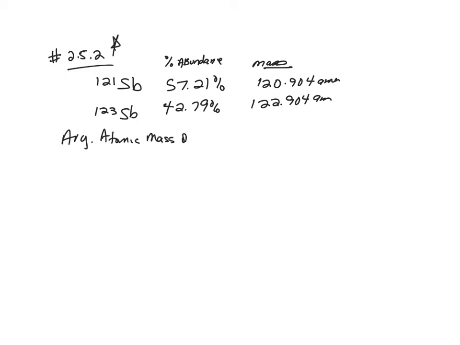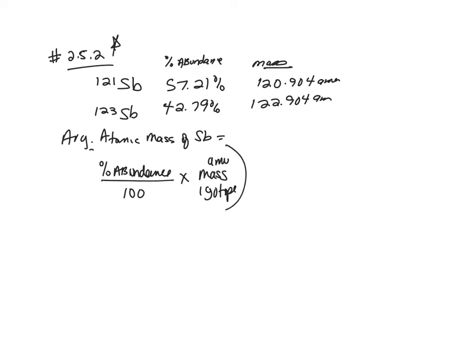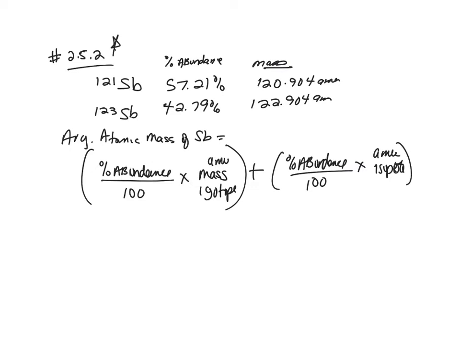And this is where you're going to have to apply your formula. Basically you want to do the percent abundance, and you have to divide that by 100 times your mass of the isotope, AMU. You put that in parentheses plus the percent abundance. You have to divide that by 100 times the atomic mass unit of that isotope. And sometimes you can have like 5 or 6 of these, and this is your average atomic mass that you want.